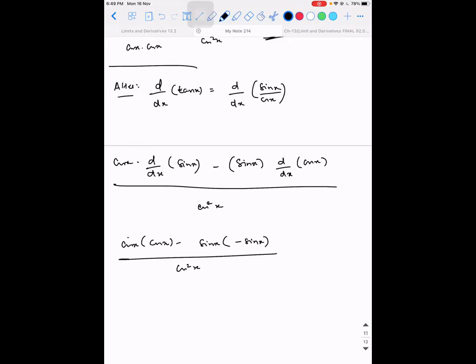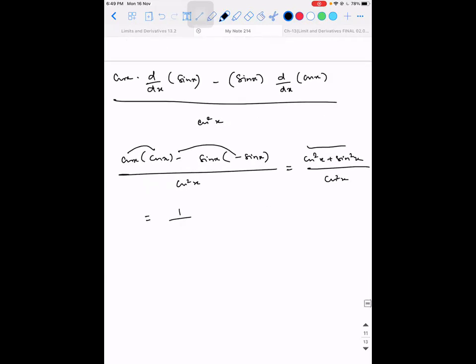Accepted. So cos square x, minus of minus is plus. So cos square x plus sin square x divided by cos square x. So cos square x plus sin square x will be 1. 1 divided by cos square x will be secant square x. So I hope you're able to understand. You use whatever method you want, you're still going to get the same answer.